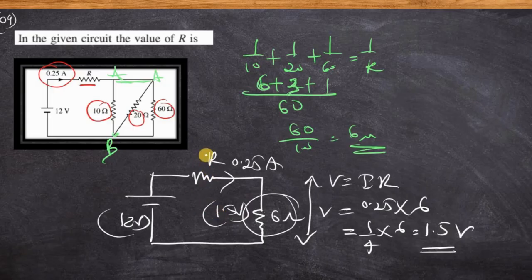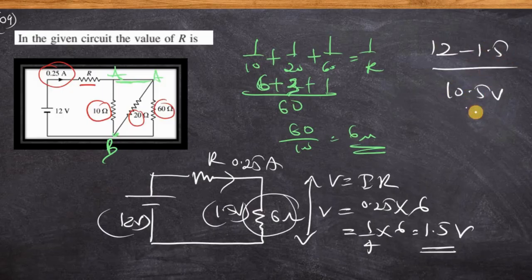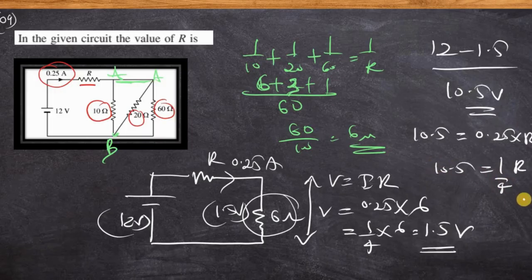So the rest of the potential will be across R, because these two are in series. So 12 minus 1.5, right? So that's 10.5 volt. And then we need to apply V equals IR for R. So V is 10.5, I of course 0.25 into R. So if this is 1 over 4, R equals 4 into 10.5. So it's 42 ohms. We have got the value of R, right? If you could get the answer, that's great. Moving into the next question.